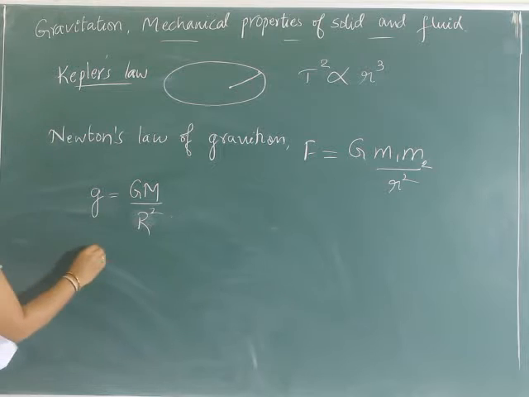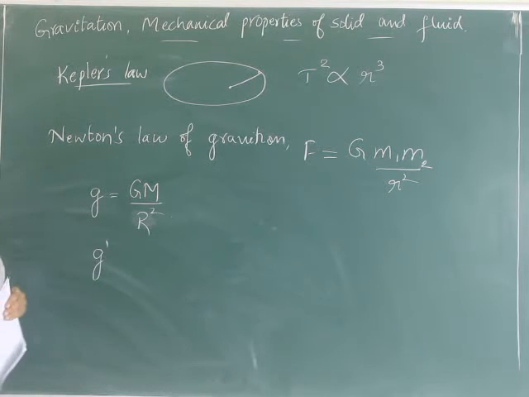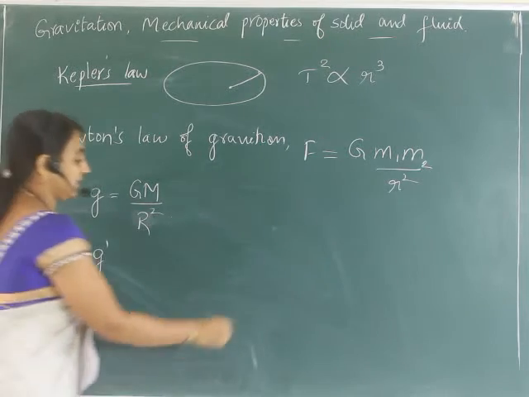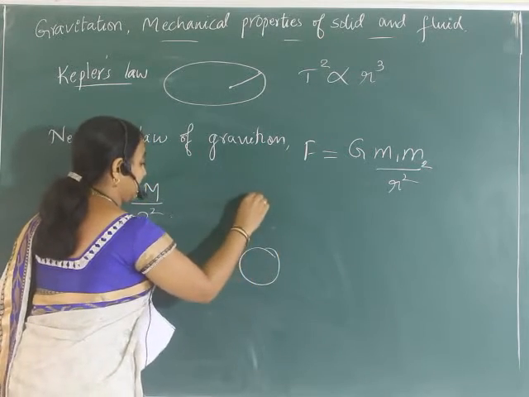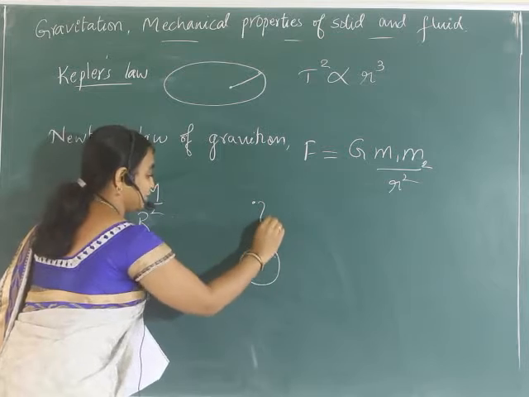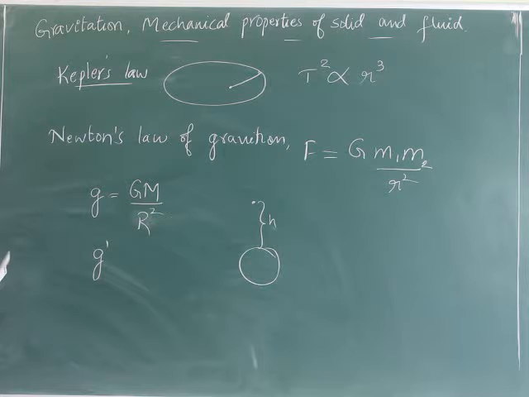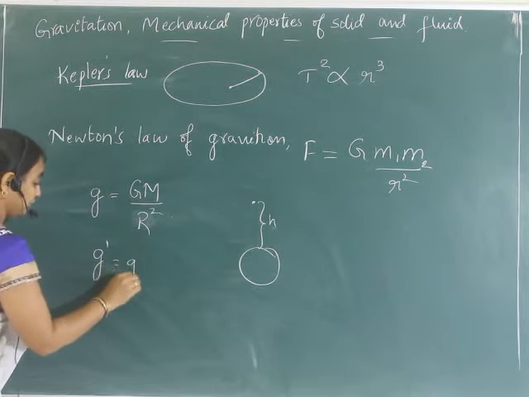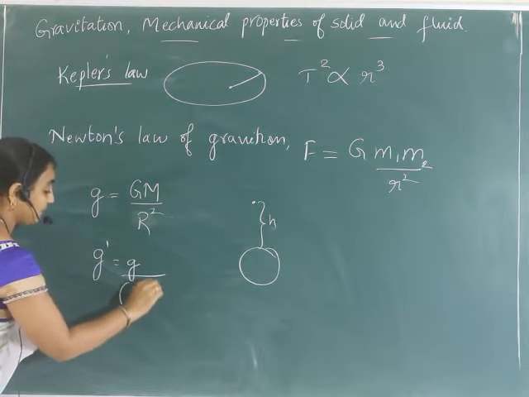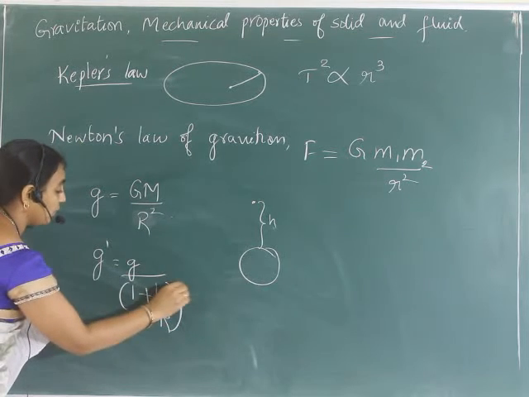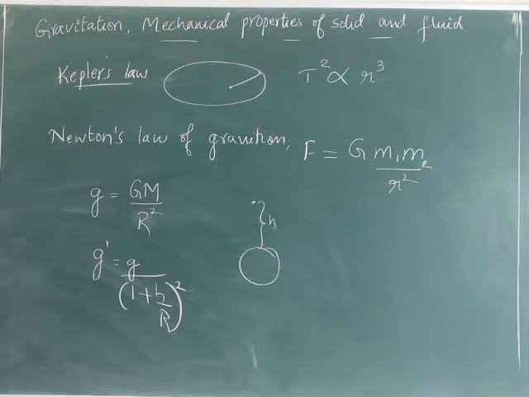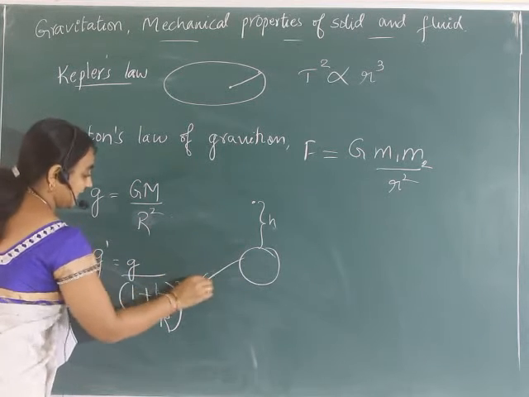The next concept is, if we are standing at some height from the earth's surface, if this is the earth, we are standing at a height h from the earth's surface. Then acceleration due to gravity at this height or altitude is g dash equal to g divided by 1 plus h by R the whole square. That is for the person standing at some height.